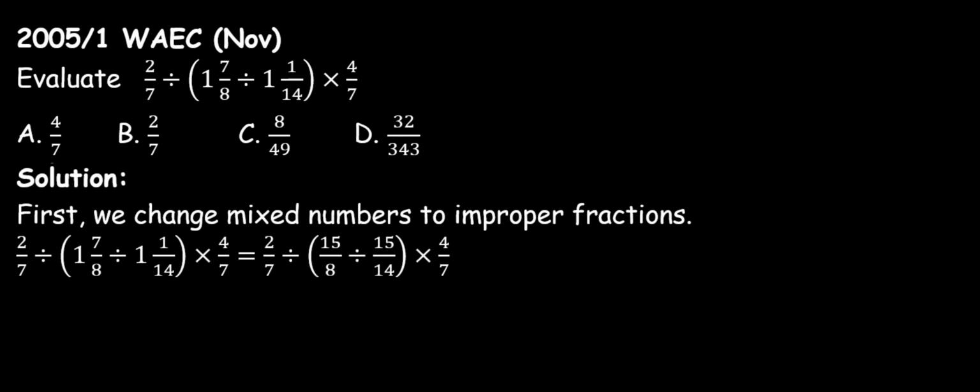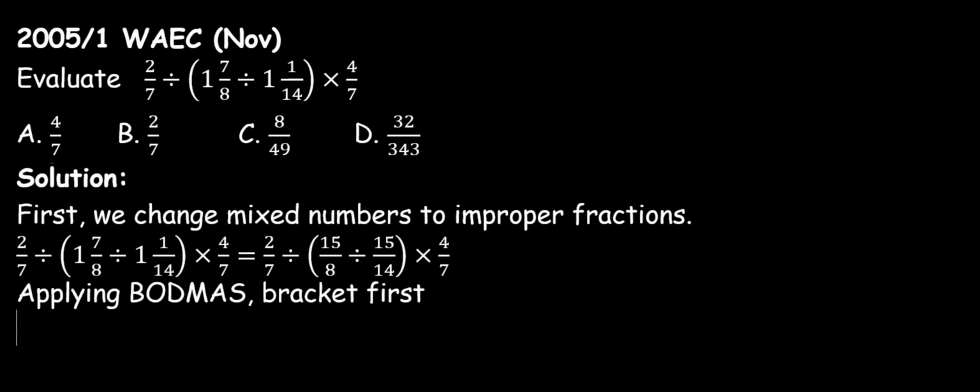Divided by, in the second case, where the mixed number 1 whole number 1 over 14 transforms to 15 over 14. You just multiply 14 times 1 plus 1, and that gives you 15 over the denominator of 14. Next, applying BODMAS, bracket first. That is to say, we perform the bracket operation by changing the division sign there to multiplication and inverting the number that is after the sign.